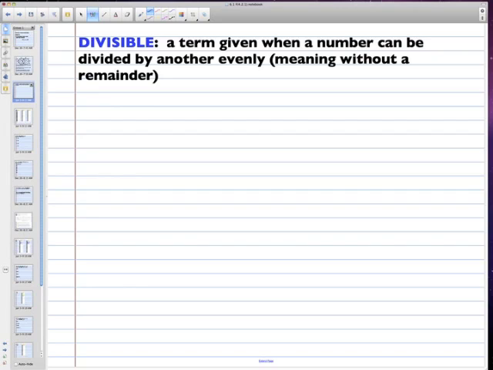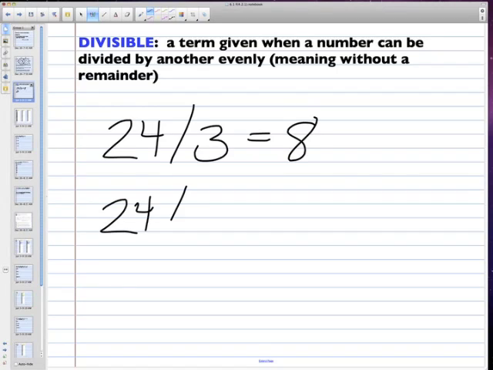Divisible is a term that's given when a number can be divided by another number evenly. In other words, there's no remainder left. For example, the number 24 can be divisible by 3 because it equals 8, and there's no remainder left. We could also divide 24 by 9, and we'd have an answer of 2, and there would be 6/9 left over. So that would not be divisible because there is a remainder.